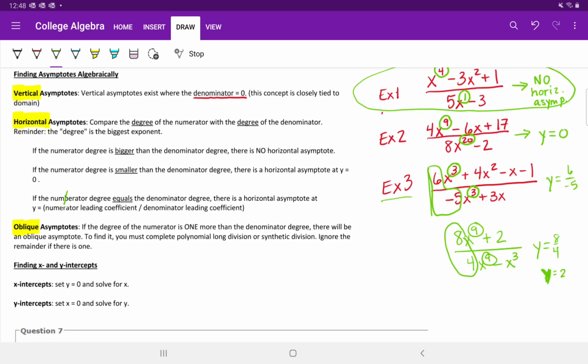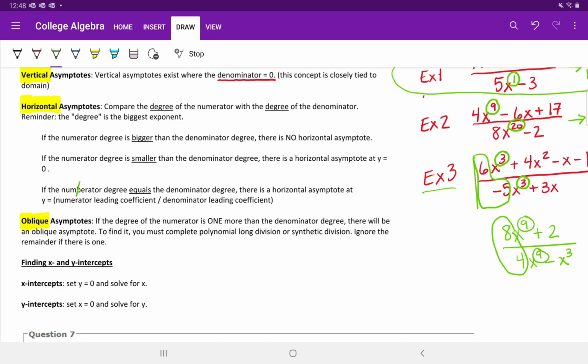So let me write an example here where we would have an oblique asymptote. Let's say 7x squared plus 2x minus 1 divided by x plus 3. This would have an oblique asymptote. Now be careful, it doesn't have a horizontal asymptote because the numerator's degree is bigger than the denominator's, so there's no horizontal asymptote. There is an oblique asymptote because 2 is 1 degree bigger than 1. So yes, we have an oblique asymptote.